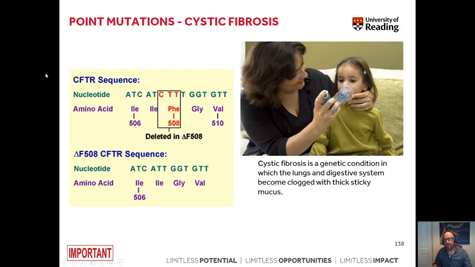In the healthy CFTR sequence, we have the following triplet present at this very position in the DNA. We have a CTT. However, this whole triplet is usually deleted in patients with cystic fibrosis. So we have a deletion of the CTT triplet.